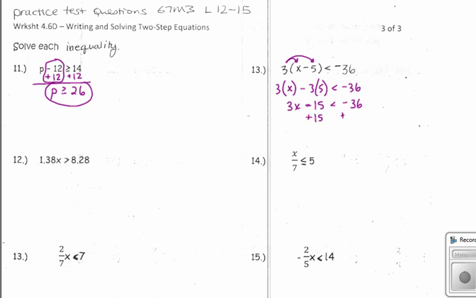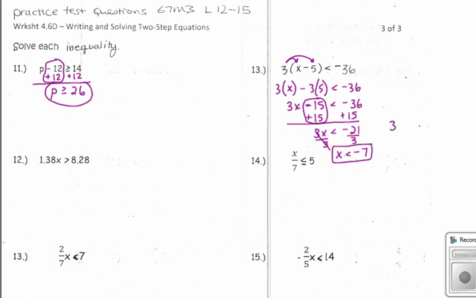So we'll add 15 to both sides of the inequality. Simplify, bring down the 3x. Bring down the inequality symbol. And negative 36 plus 15 is negative 21. 3x means to multiply by 3. The opposite of multiplying by 3 is to divide by 3. Simplifying, we have x is less than negative 7.